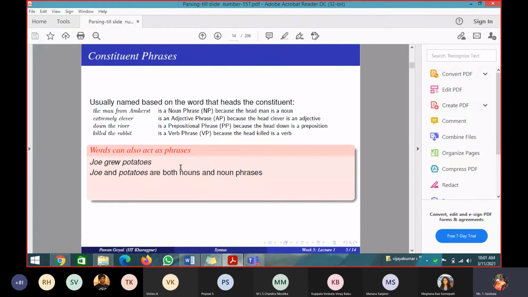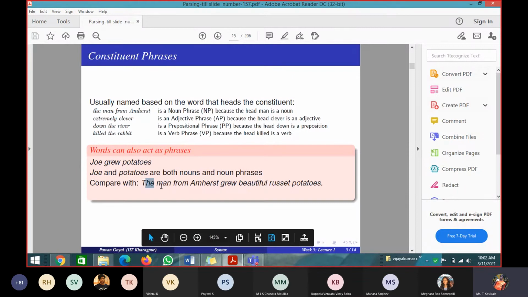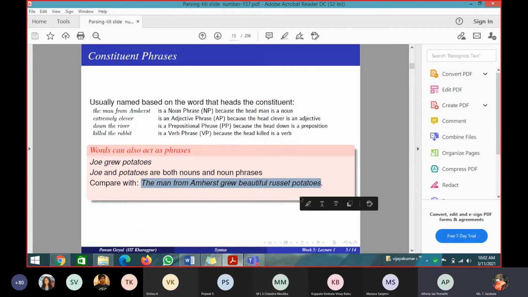For that, I am showing some examples. Next example. Can you see this and tell what is the difference between this example and the previous example? Can you compare this with Joe grew potatoes? What is this sentence? Can you read out the sentence? The man from Amherst grew beautiful russet potatoes.